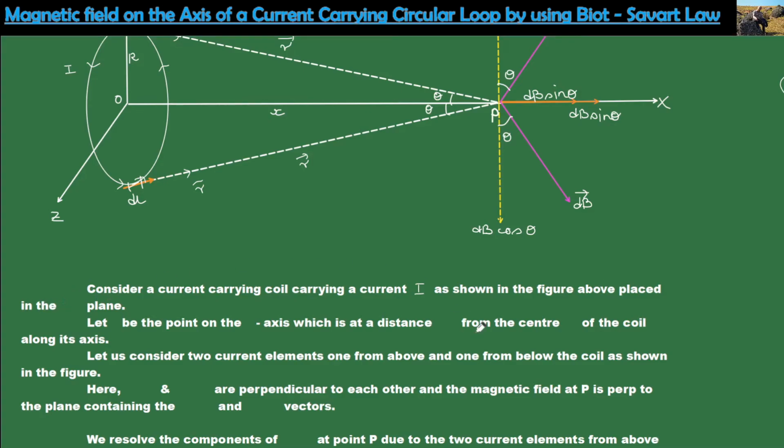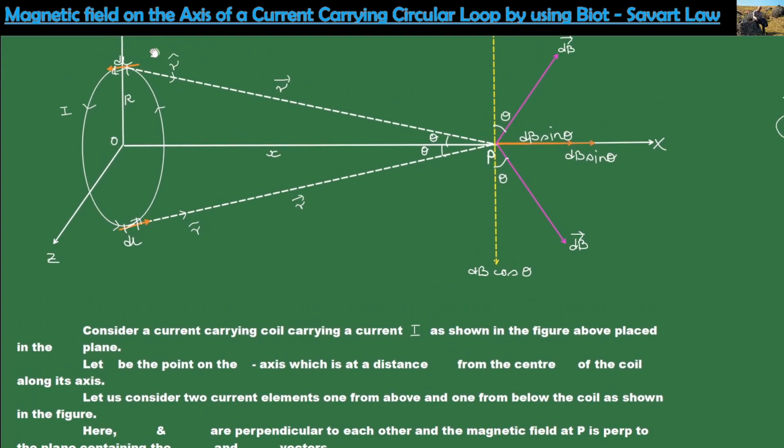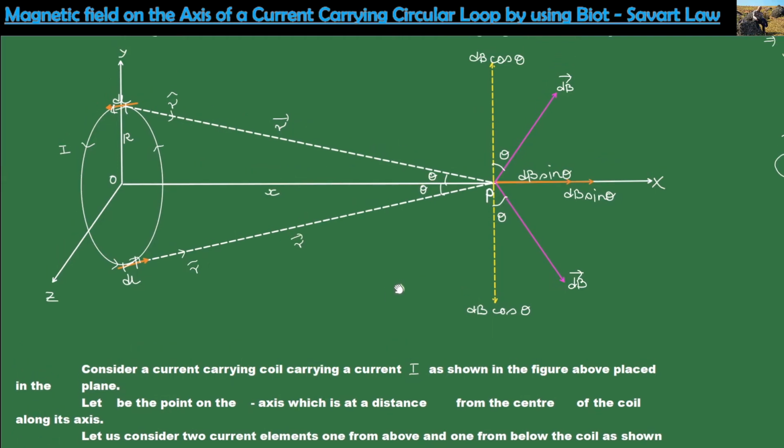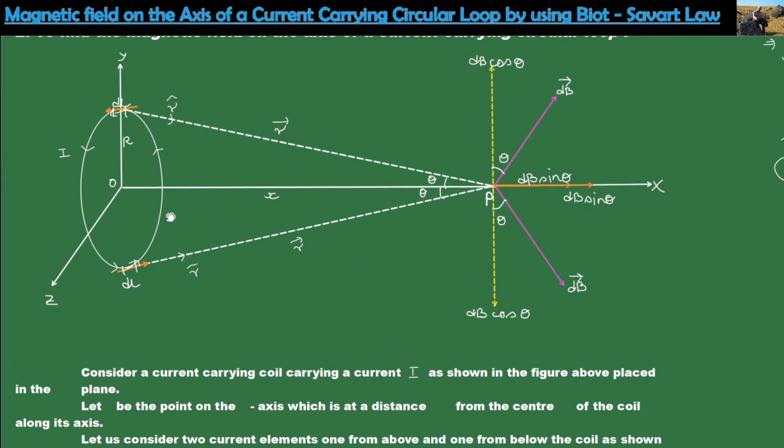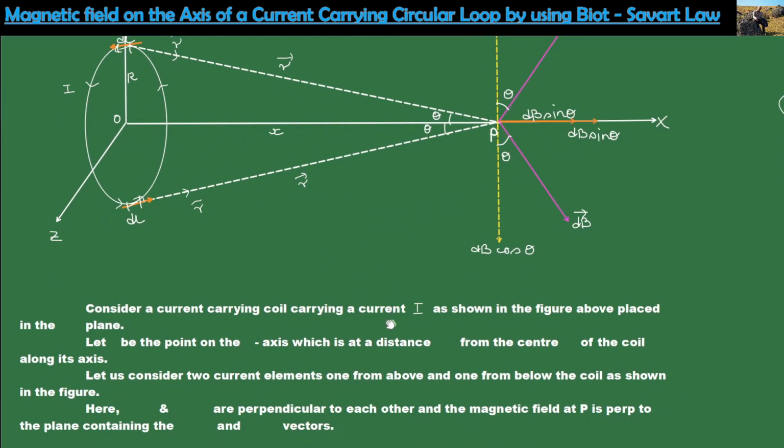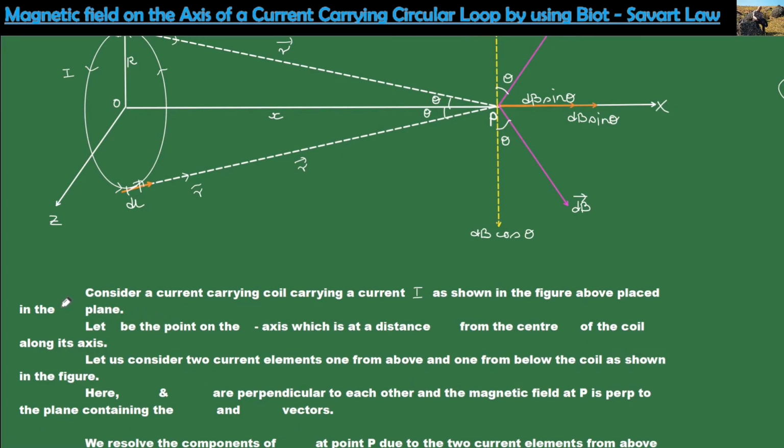Where is this coil placed? This coil is placed on what? On the YZ plane. Okay, this is the YZ plane. It is perpendicular to the x-axis. So it is placed on the YZ plane.